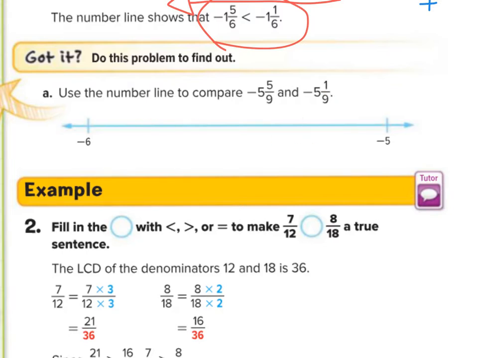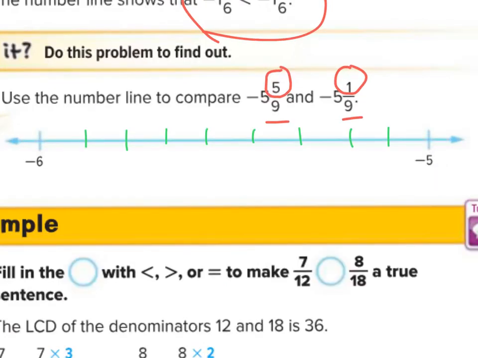Now, without even using the number line, you can tell that 5 is greater than 1. Because they have the same denominator, they're the same style of fraction. They should fit together. So because you realize that negative 5 here is going to be less than negative 1, right? The negative 1/9. So you can already tell. But go ahead, pause the video, draw a number line, and label it, and then make the statement true.